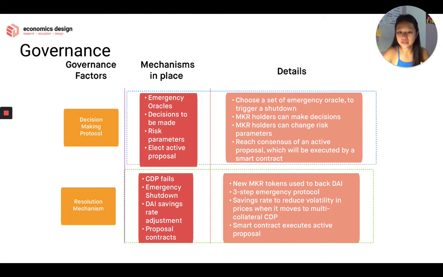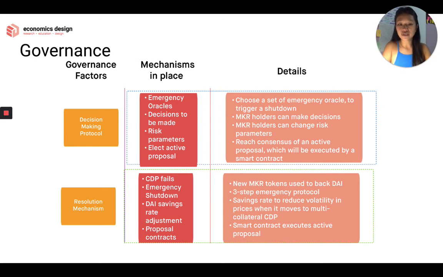In the resolution mechanism, that's what happens when a CDP fails: new MKR tokens will be used to back DAI, because maybe the CDP fails when it's under-collateralized. Maybe something happens super suddenly and the value of everything falls, so MKR tokens will be minted. Or when there's an emergency shutdown, it's a 3-step emergency protocol that's executed automatically.